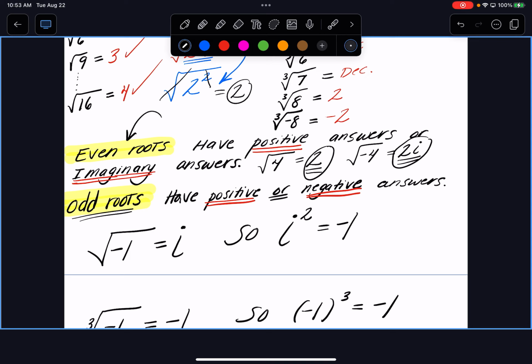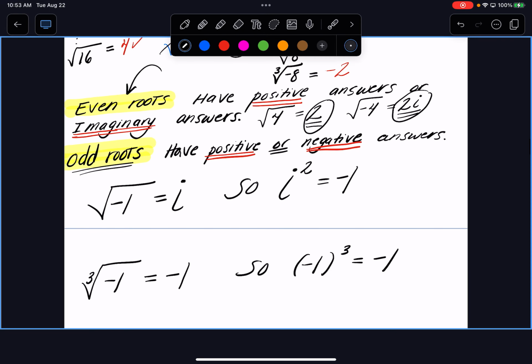All right. So mathematically, you guys should know at this point in your math careers that the square root of negative 1 calculates to be i. We're not getting into what i is right now.